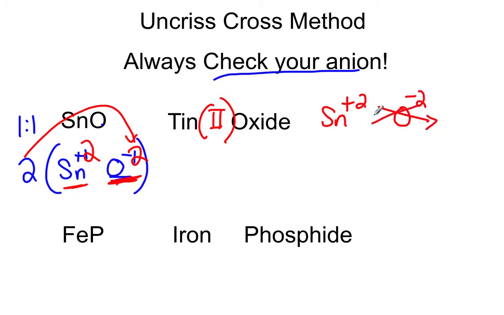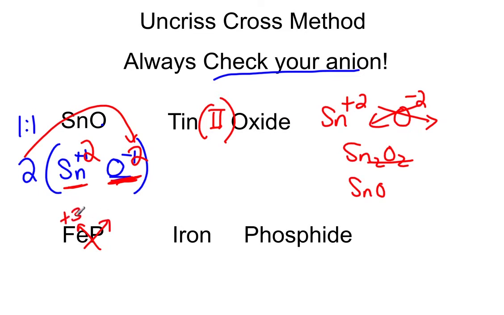If I crisscross them, it's Sn2O2, and then I reduce to SnO. Now let's look at iron over here. Iron is going to have a 1-to-1 ratio with phosphorus. So I want to uncrisscross them.